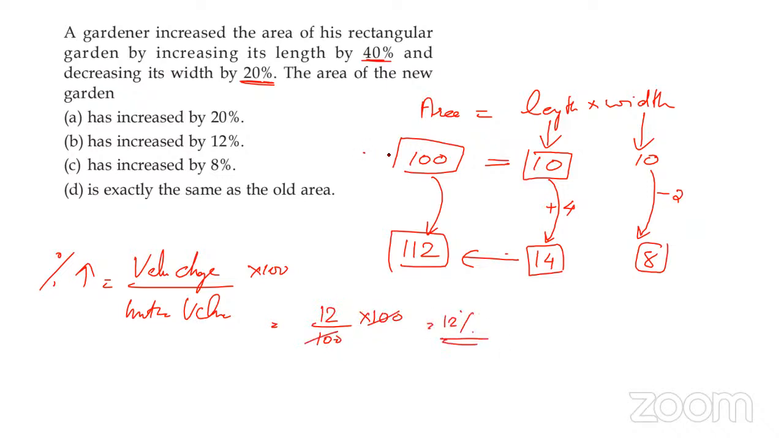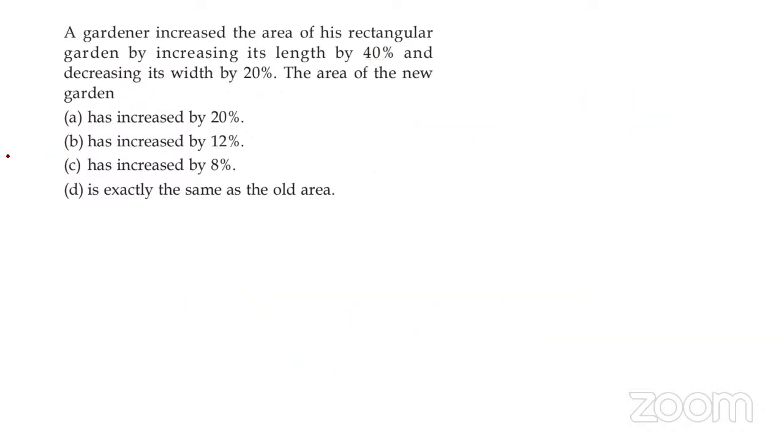So always remember, if the base is 100, you don't need to do this calculation. You can clearly say that it is increased by 12%. So the answer is option B would be the right answer in this case. And there is another approach we can use in this question. Okay. So clearly we know that area is equal to length into width. And the length is increased by 40% and width is decreased by 20%.